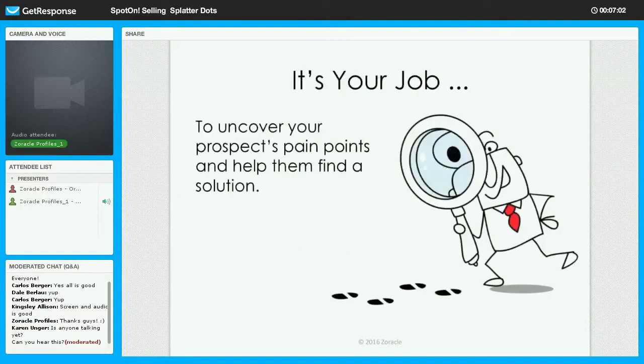So our job as brokers and franchise development folks is to find out what those pain points are within our prospective franchisee, and then of course help them find a solution. And the solution, of course, is buying the right business for them. So that's what we do.